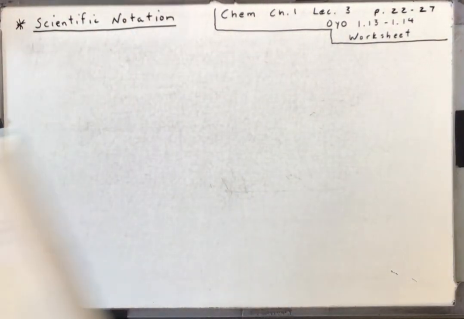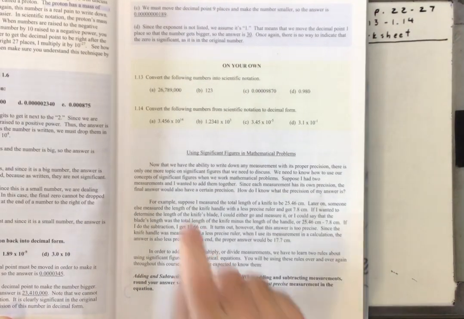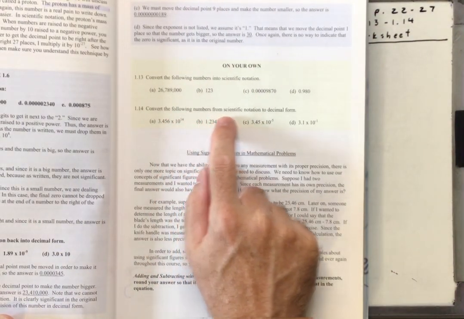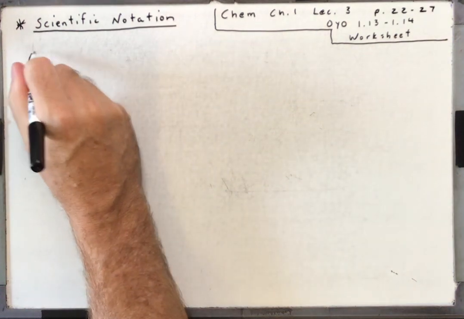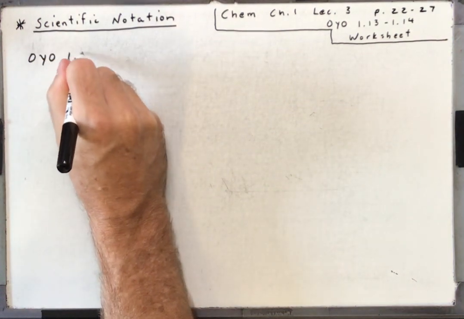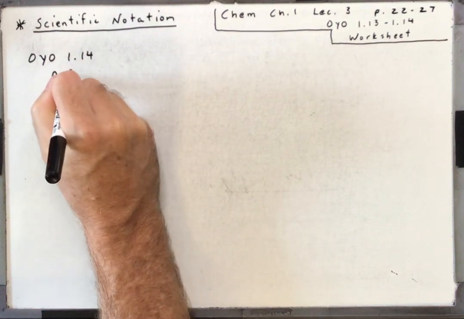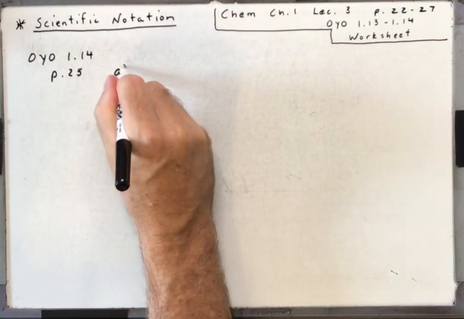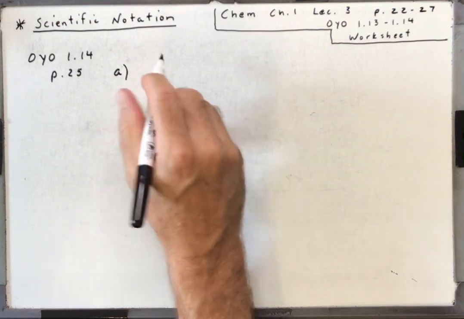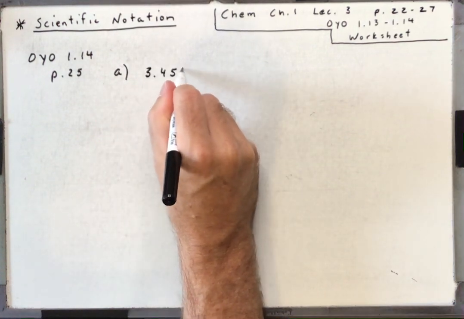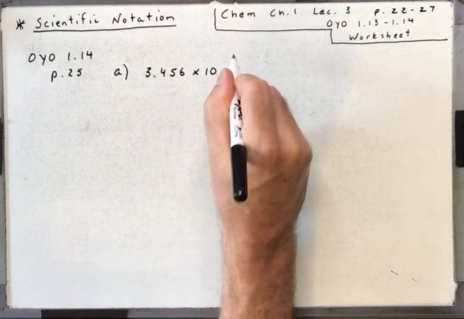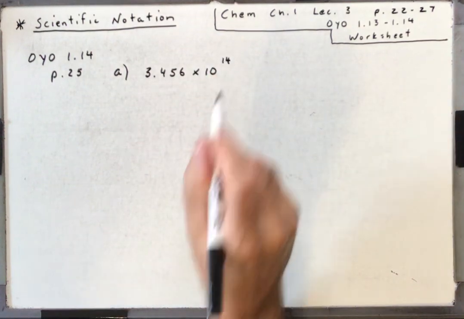Okay, so let's take a look at on your own 1.14. We're going to convert the following numbers from scientific notation to decimal form. So this time we're going the opposite direction. So our first one is 3.456 times 10 to the 14th power.